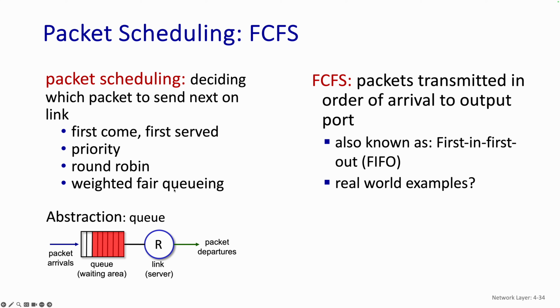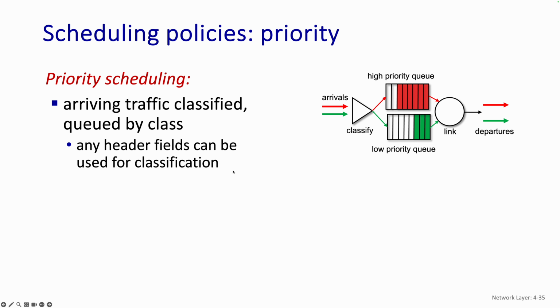First come, first serve, or first in, first out, is an example of the simplest packet scheduling, where if you're the first one, you get head of the line, and then as it gets full, you get dropped if you're the last one in. So nothing crazy about that. Let's move on to the priority scheduling.